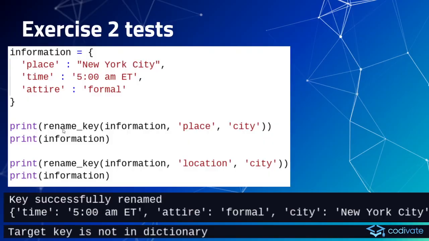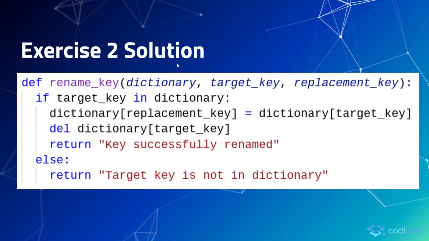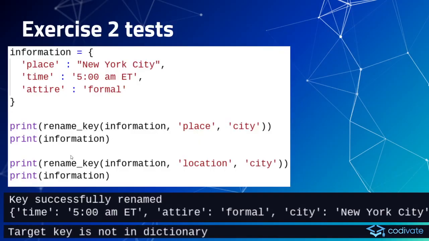After that, we're going to delete our target key that we wanted to replace. So we're going to delete place because we've already made a new key value pair that is city, New York City, in the previous line. And we will return key successfully renamed. For example, if we print this function call, we'll see key successfully renamed. And once we print our information dictionary, we'll see correctly that we have time is 5 a.m., which didn't change, everything else is the same, but city is now New York City.